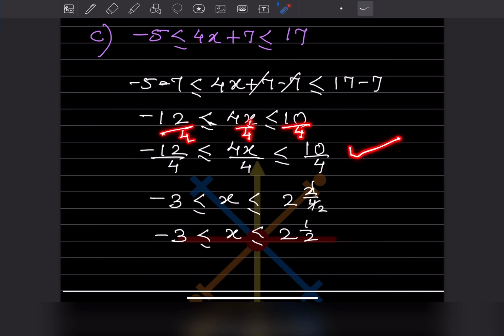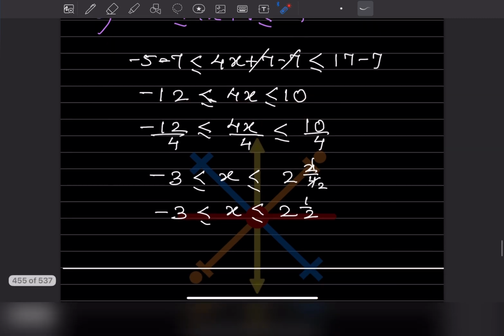That is the step I have written here. So now what will you do after dividing by 4? 4 ones are 4, 4 threes are 12, this 4 and 4 get cancelled. Here we can simplify this one. This will be 2 twos are 4 and 2 fives are 10, so that will be 5 by 2.